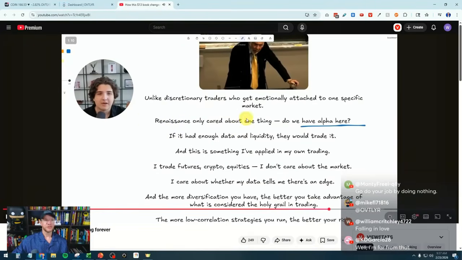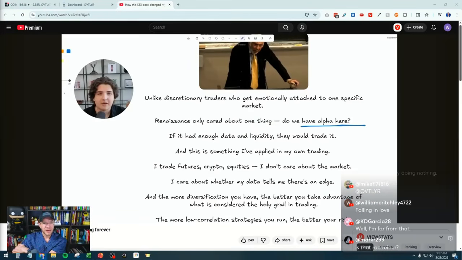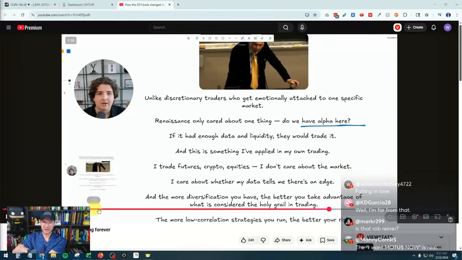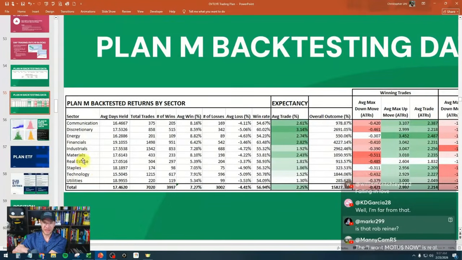Exactly. Do not look at any situation, any market, and say, oh, it's all the same, right? It's all the same. No, in fact, Deep Thought mentioned this earlier about right here, except healthcare. We don't trade that guy. Exactly. Because healthcare actually had negative expectancy. So there are not 11 sectors on here. There are only 10 because every single way that we put healthcare into our plan, it brought it down. It made it worse. Why?